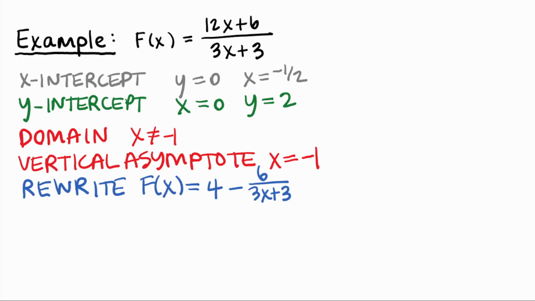And this will make us much more able to find the range and think about the equation of a horizontal asymptote. Okay, the range is going to be y is not equal to 4, because now that I've written it as 4 minus 6 over 3x plus 3, I know that 6 over 3x plus 3 is never going to equal 0, because I got 6 on top. So the range is y can't equal 4 minus 0, so y is not equal to 4. And as a result, I would say that the horizontal asymptote would be the horizontal line y equals 4.